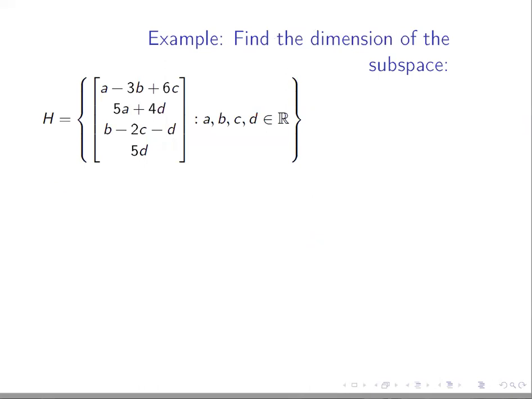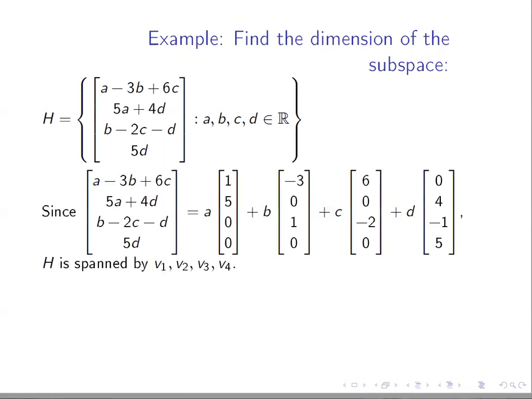All right, so let's talk about the dimension of a specific subspace. Let's look at this space that's made up of vectors that look like this, for some a, b, c, and d that are real. Well, remember that we can rewrite it as being spanned by these 4 vectors right here. So these 4 vectors span my entire set.